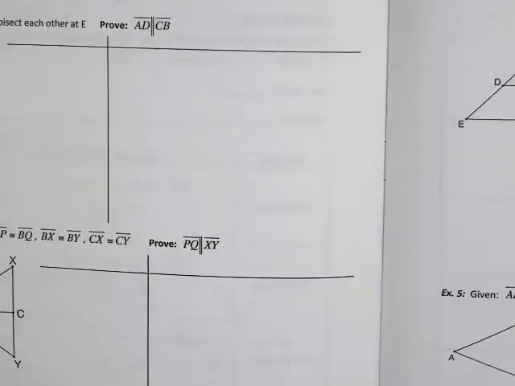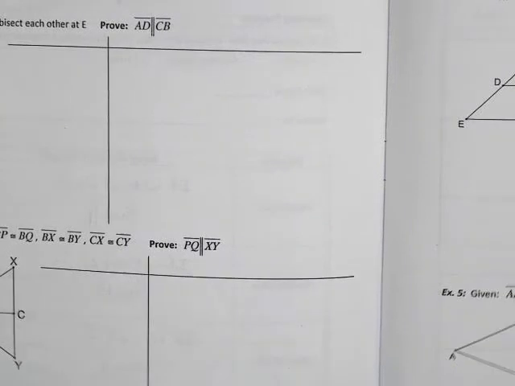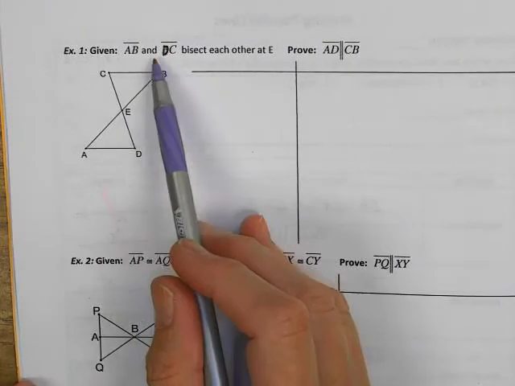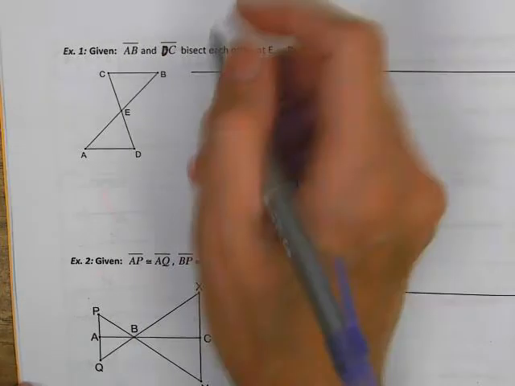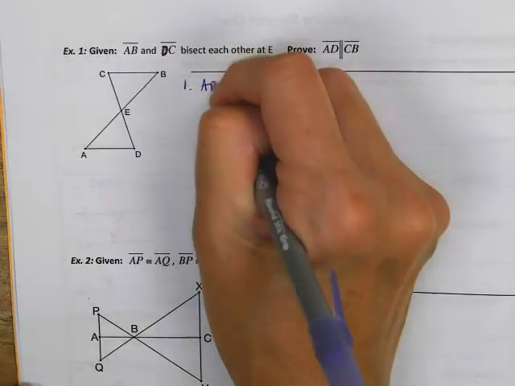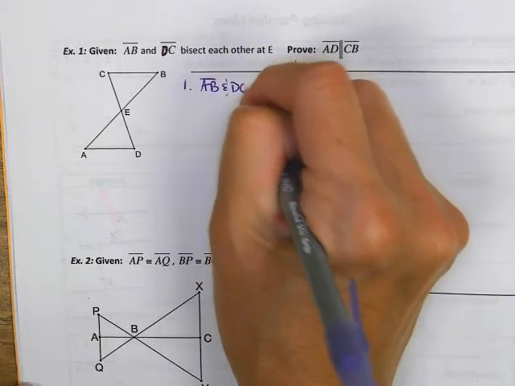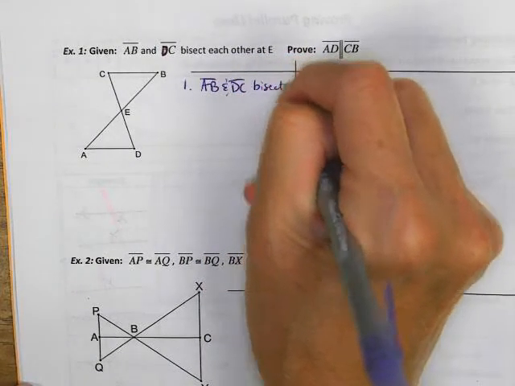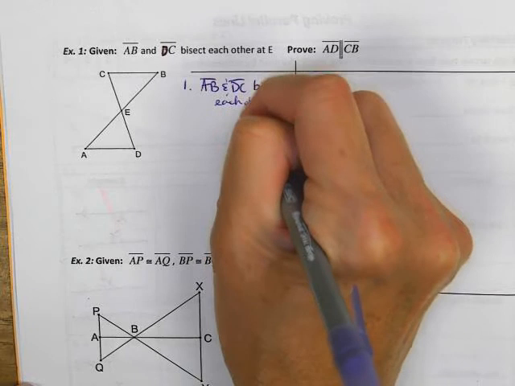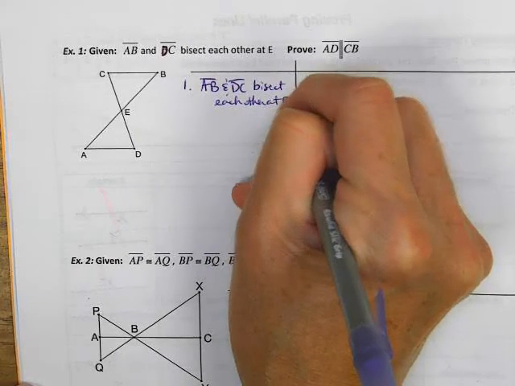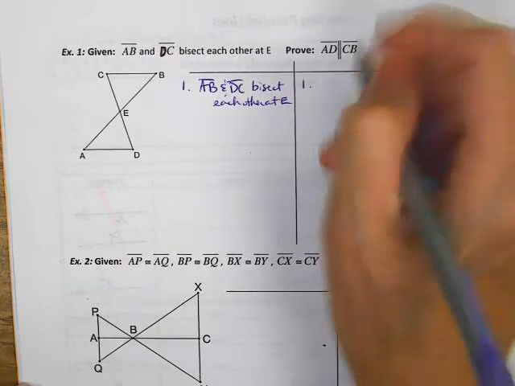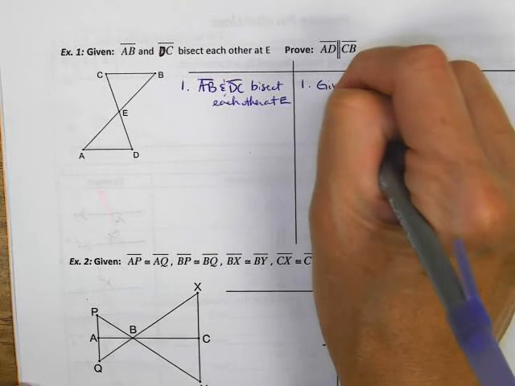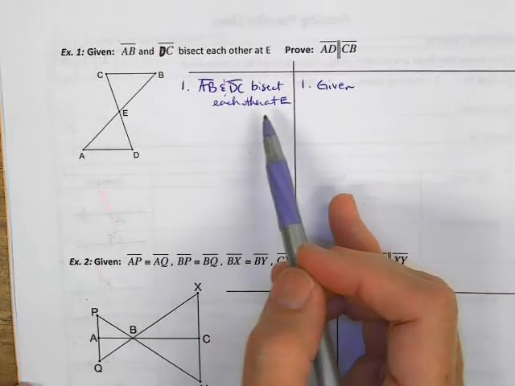Okay, so in your packets, there's a typo here, I believe. So go ahead and change this letter right here to a D. So in the given, we have AB and DC bisect each other at E. So remember, bisect means to cut in half or cut into two congruent segments, and they bisect each other.